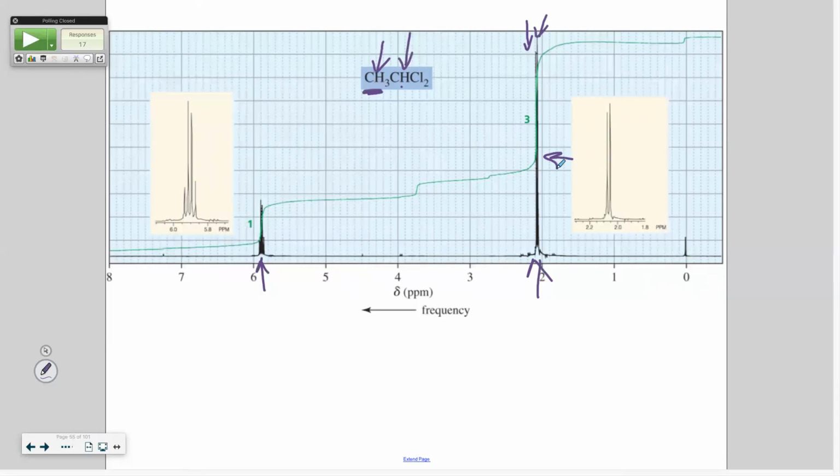Okay, so what about this one? That looks kind of messy, doesn't it? So they blew it up for you. Do you see that it's a quartet? If you measure from here to here and from here to here, your integration values will be 3 hydrogens and 1 hydrogen.